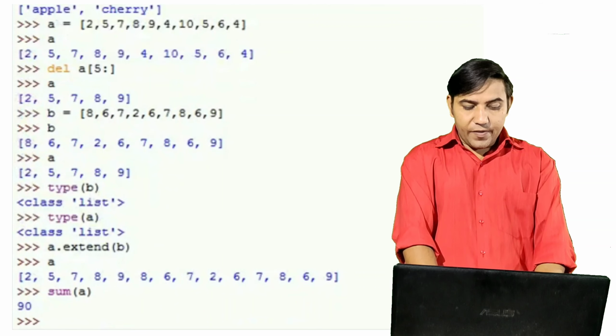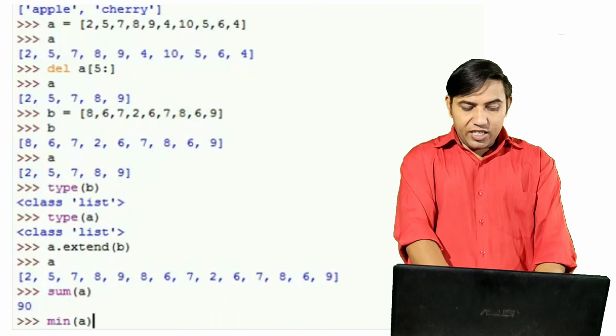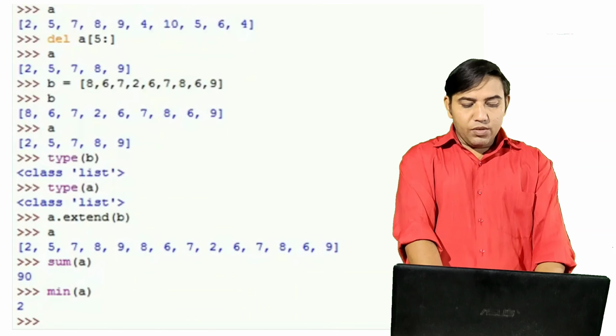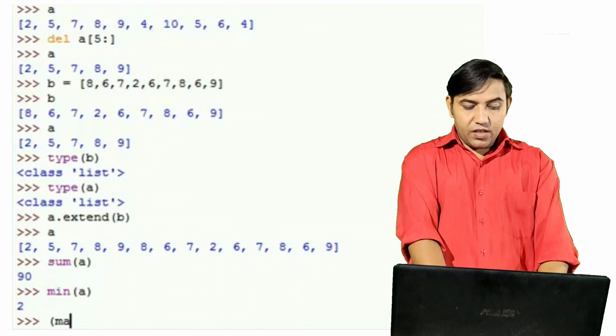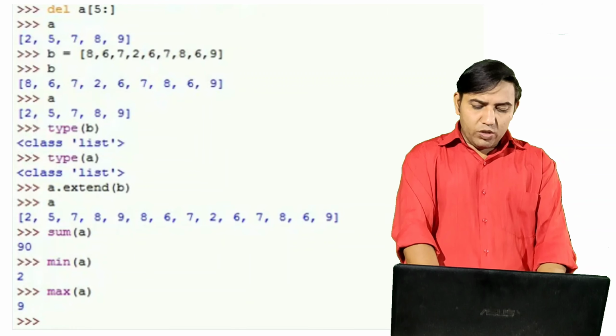Now there are some more useful functions. Sum a, 90. We have the minimum value in our list, so 2. Then the maximum value in our list, max a, so the maximum value is 9. So many useful functions are there that you can use with the list.